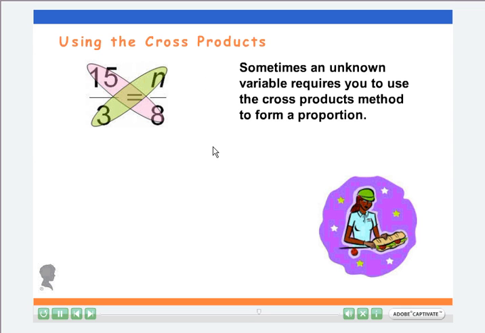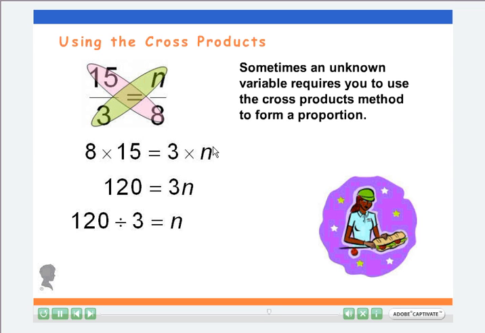We multiply across to get 8 times 15 is equal to 3 times n. This gives us 120 is equal to 3n. So, n is equal to 120 divided by 3. Therefore, 40 is equal to n, so n is equal to 40. Click Next to try one yourself.